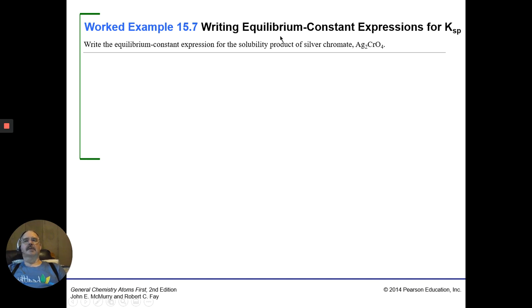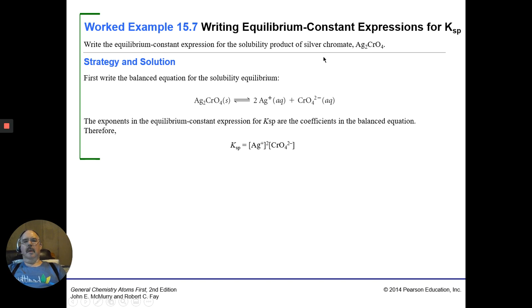writing the equilibrium constant expression for the solubility product of silver chromate. When silver chromate dissolves, it will form 2 silver ions and 1 chromate ion. As shown here, 2Ag⁺, and chromate has a -2 charge. The exponents in the expression will correspond to the stoichiometric coefficients. So silver ion will be squared, chromate will be to the first power.